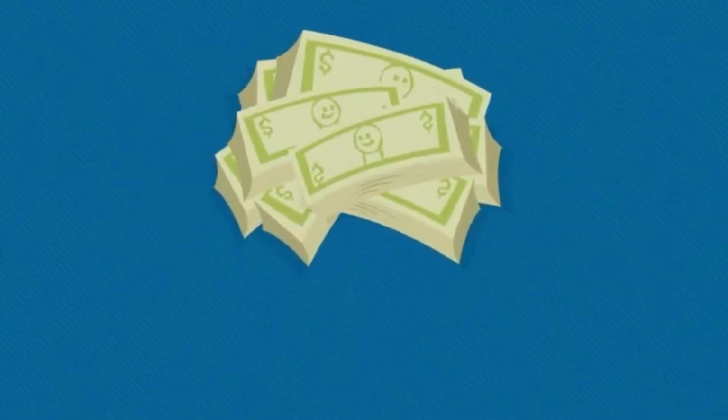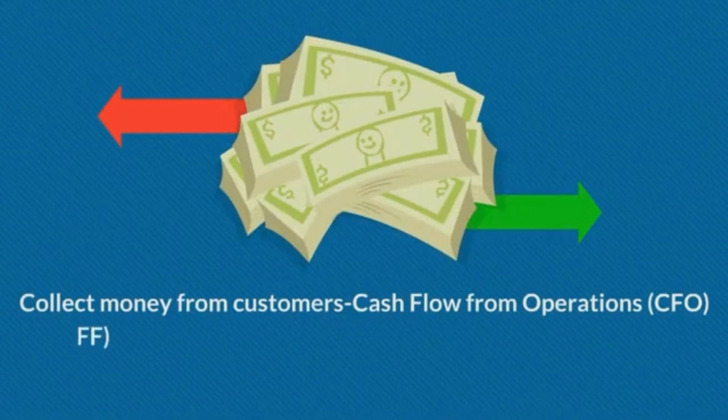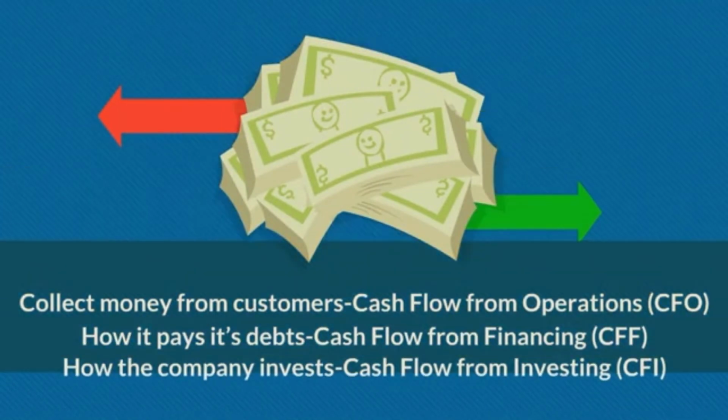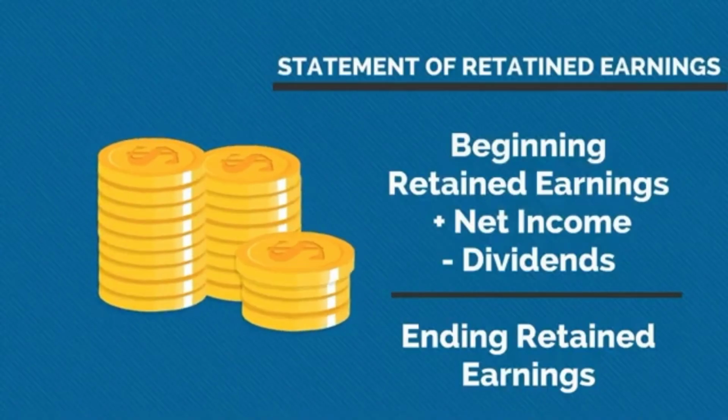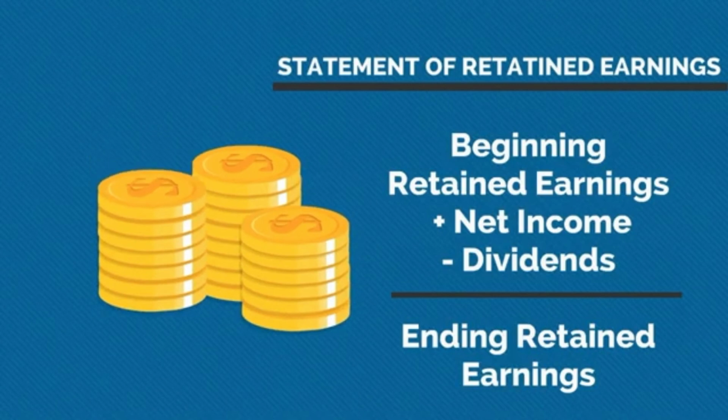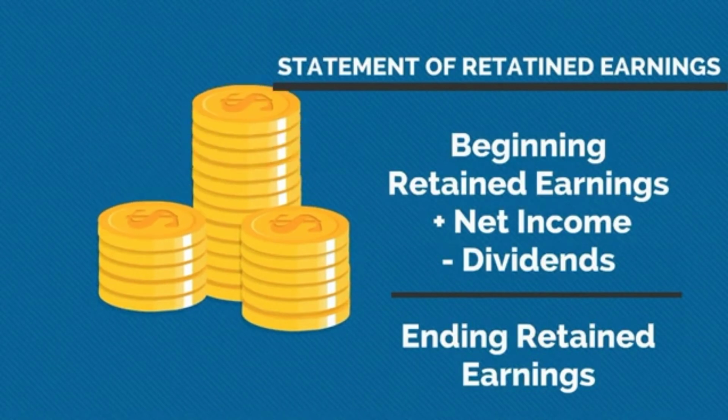The statement of cash flows shows how money moves through the company. It gives insights into whether the company collects money from customers, how it pays its debts, and where it invests. The statement of retained earnings tracks the amount of earnings the company keeps. It starts with beginning retained earnings, adds income, and subtracts dividends.